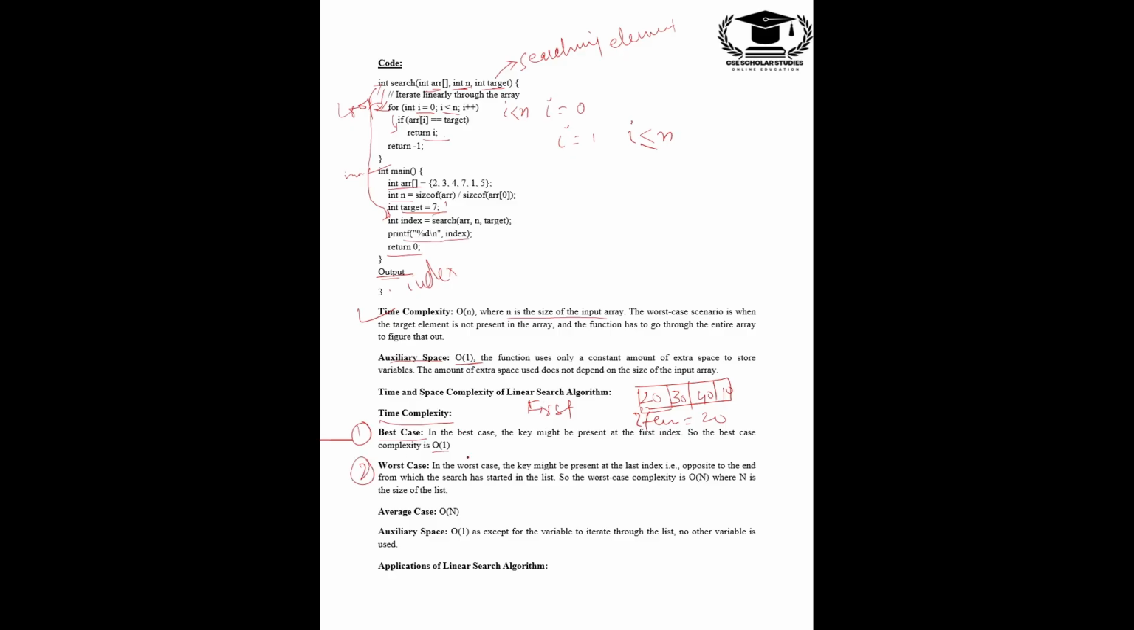In the worst case, suppose we search for the item 10, we travel over all the elements in the array, then the complexity is big O(n), and the average case is also big O(n), and the auxiliary space memory required is big O(1).